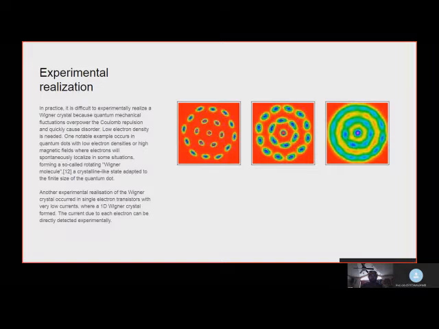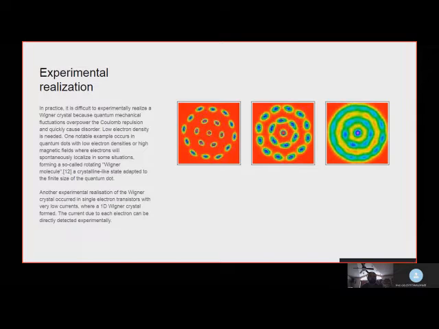In practice, it is difficult to experimentally realize a Wigner crystal because quantum mechanical fluctuations overpower the Coulomb repulsion and quickly cause disorder, kind of like what I was trying to say here. Low electron density is needed. One notable example occurs in quantum dots with low electron densities or high magnetic fields where electrons will spontaneously localize in some situations, forming a so-called rotating Wigner molecule, a crystalline-like state adapted to the finite size of quantum dots.